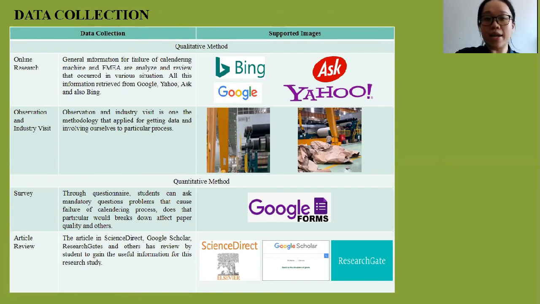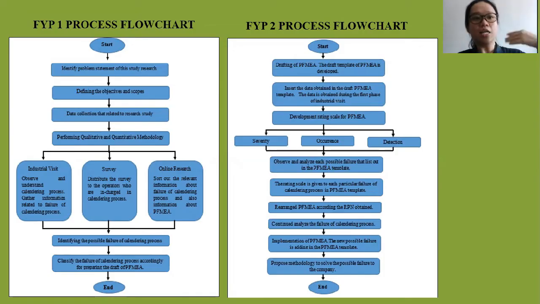Second is the quantitative method. For the quantitative method, I also utilize two approaches. The first one is called survey. Through the questionnaire, students can ask mandatory questions about problems that cause the failure of the calendaring process to the particular person. Next is the article review. Articles from Science Direct, Google Scholar, ResearchGate, and others were reviewed by the student to gain useful information for the research study. The left-hand side shows the FYP1 process flowchart. The right-hand side shows the process flowchart for my FYP2.